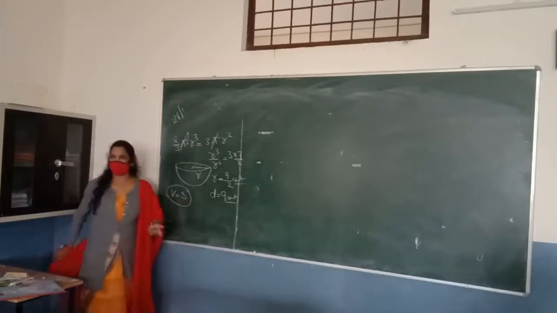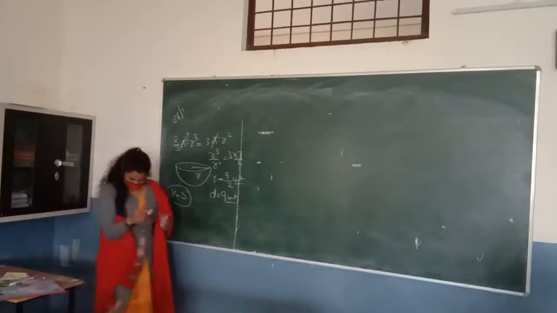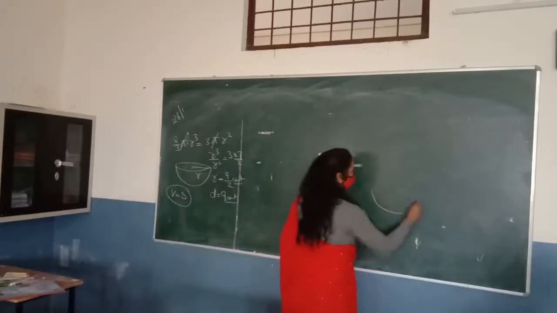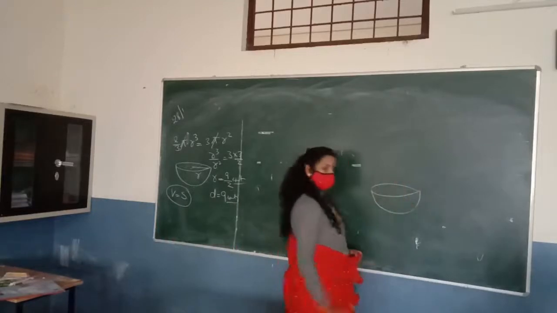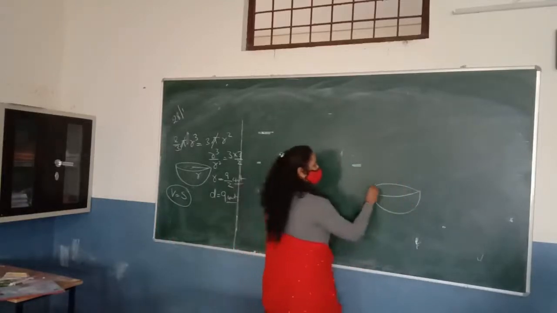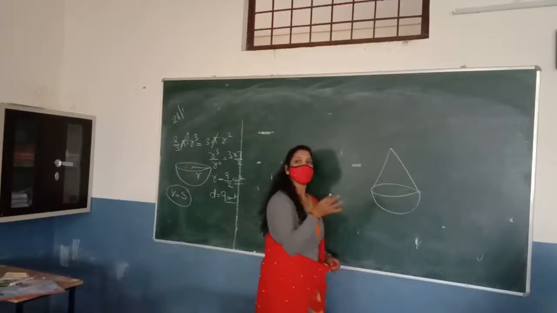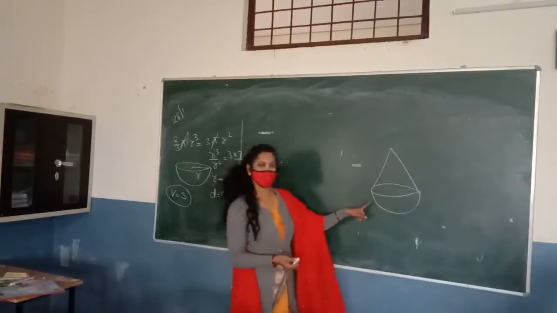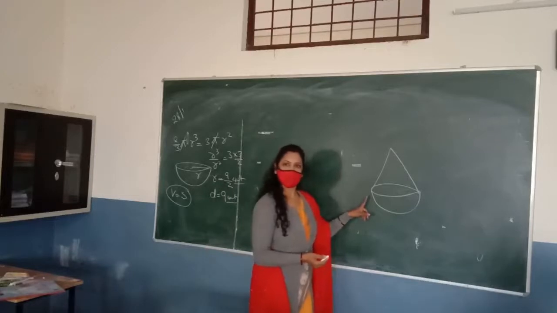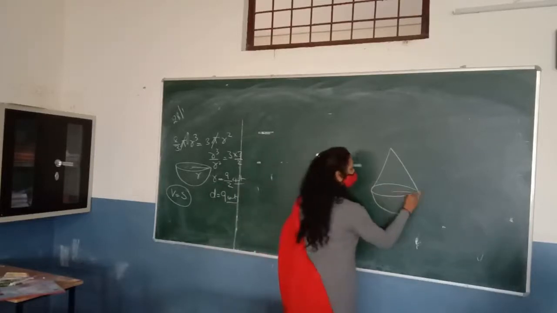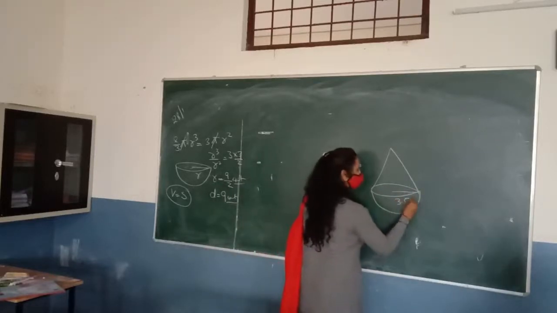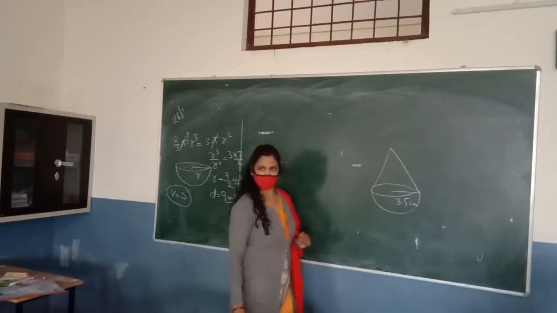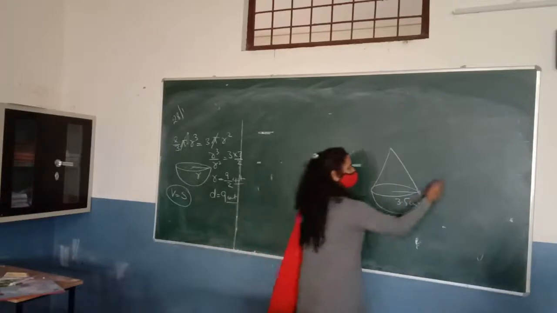Please start with this one. A solid wooden toy is in the form of a hemisphere, surmounted by a cone. It means we placed a cone over the hemisphere, of the same radius. The radius of the hemisphere is 3.5 centimeters, and the total wood used in making the toy is 166 centimeters.